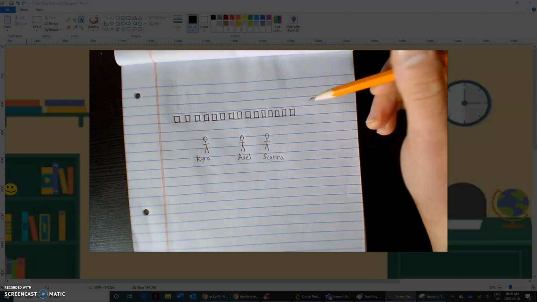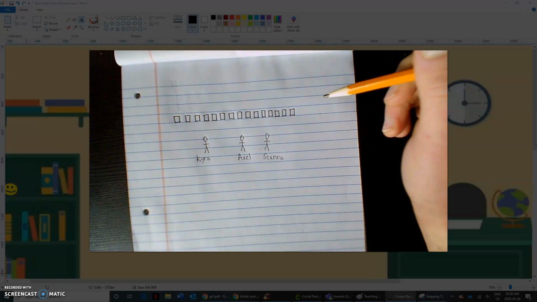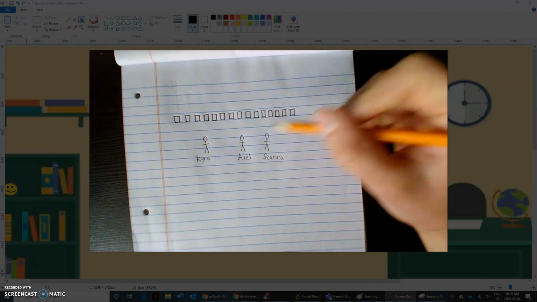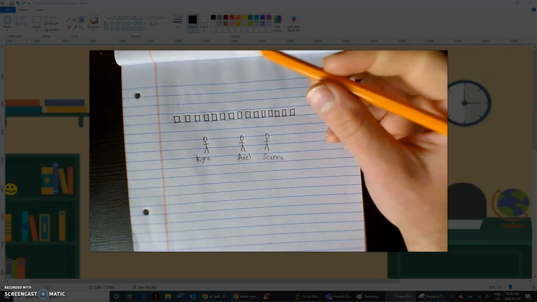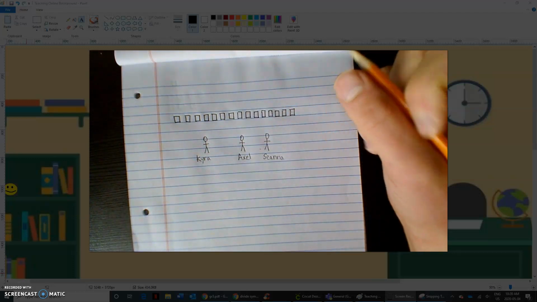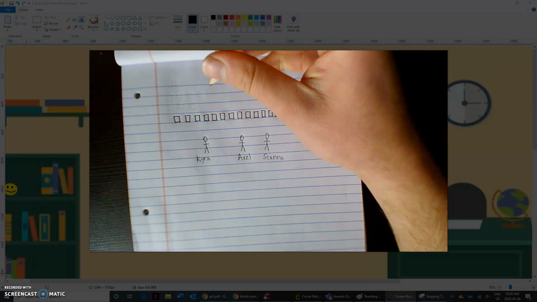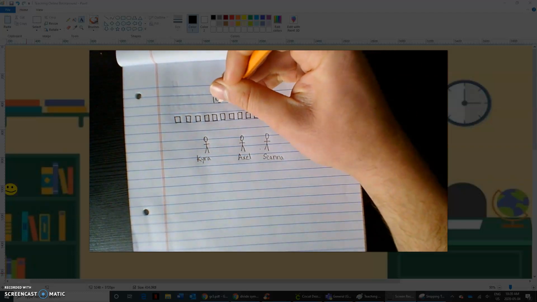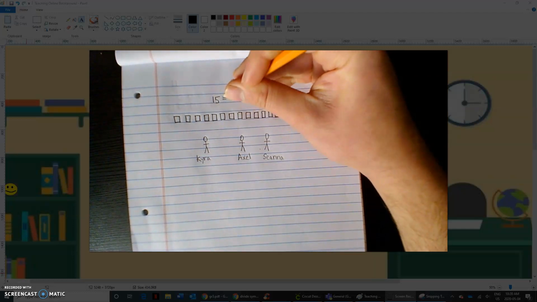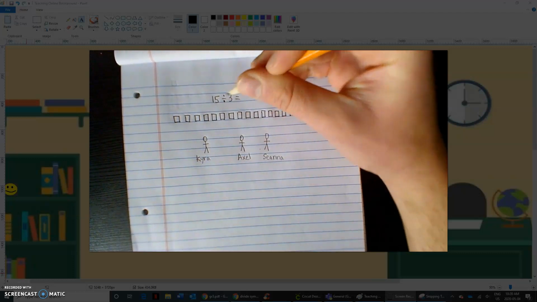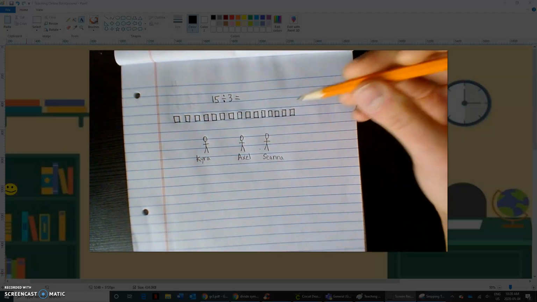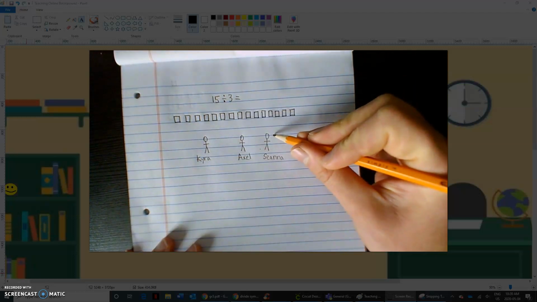Let's say that we have 15 presents, and there are 3 students that want to share the presents equally. So we're going to use our division to do that. We have 15 presents in total, and we're sharing them among 3 people. How many are each of them going to get? Well, let's do it. Sienna's going to go first maybe.